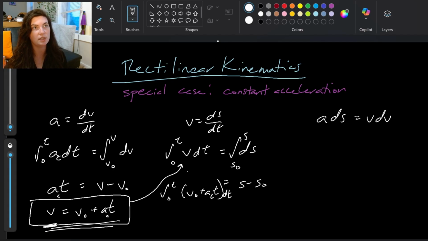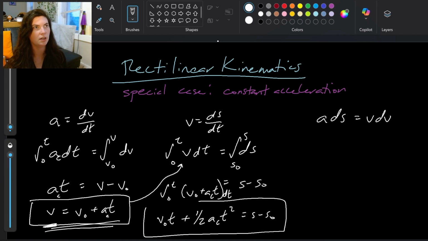I have to do this substitution so that I can capture that t, I can capture that constant acceleration, and then do my integral. When I integrate this, I get v naught times t plus 1/2 a_c t squared equals s minus s naught. And this is another kinematic equation that we've seen before. I saw this guy all the time in physics.